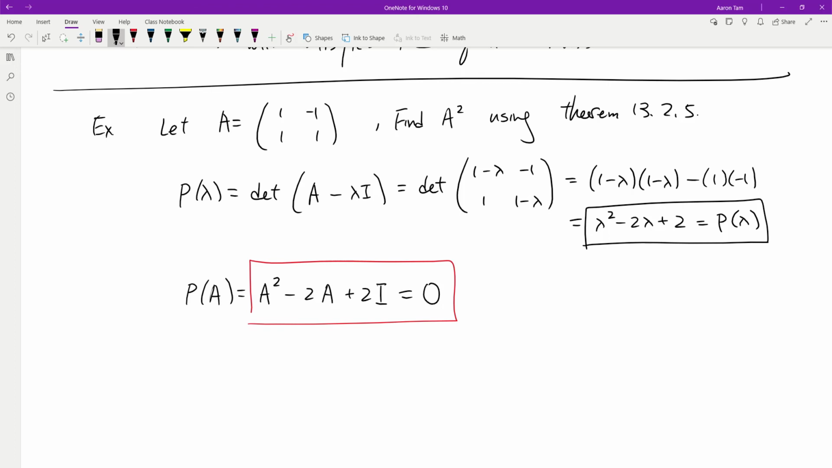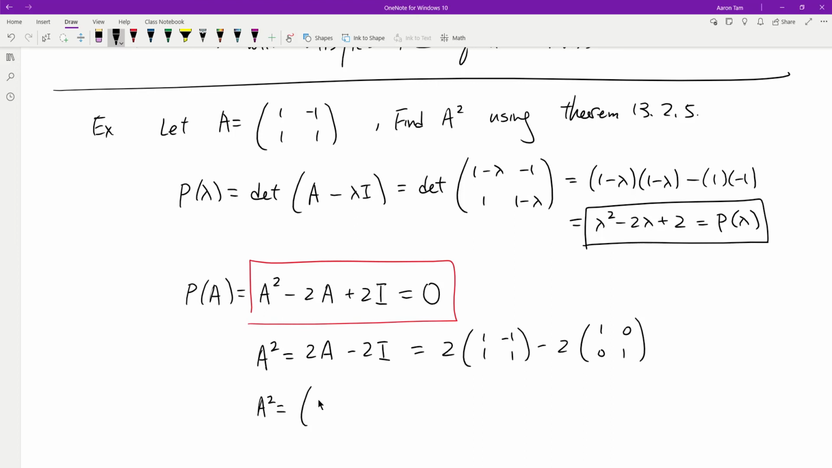So if that's the case, then would it make sense I can actually solve for A squared by simply plugging in what we know? So in this case, I can say, well, A squared will simply equal 2A minus 2I by moving those 2 matrices to the other side. And therefore that means 2 times 1, negative 1, 1, 1, minus 2 times 1, 0, 0, 1. Notice that this bypasses matrix multiplication and allows me to easily figure out what the matrix A squared is. A squared is actually equal to 0, negative 2, 2, 0.